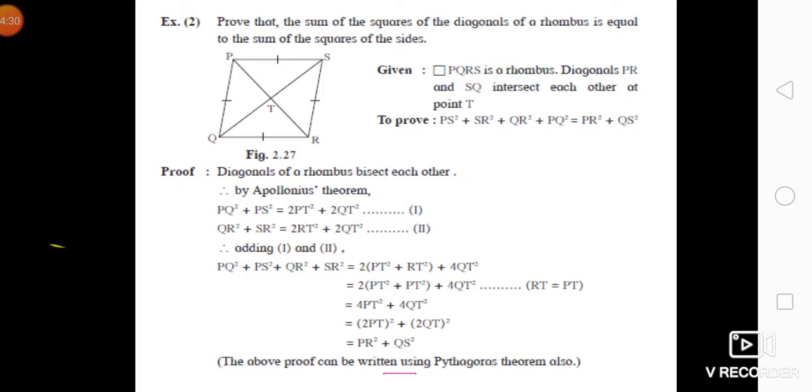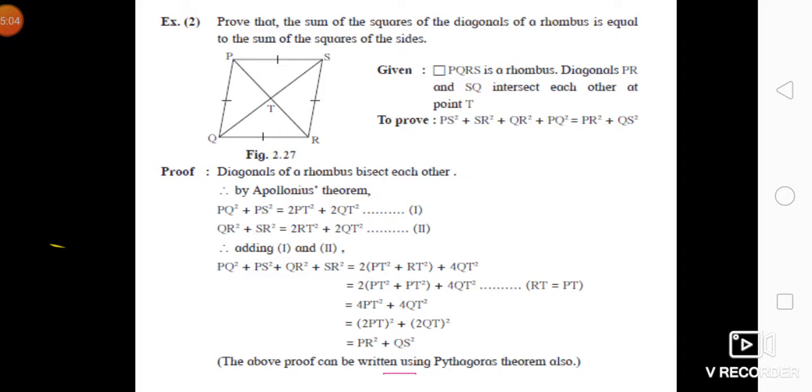Now the second example. In this example, prove that the sum of the squares of the diagonals of a rhombus is equal to the sum of the squares of the sides. Given: quadrilateral PQRS is a rhombus, diagonal PR and diagonal QS intersect each other at point T. To prove: PS square plus SR square plus QR square plus PQ square is equal to PR square plus QS square.